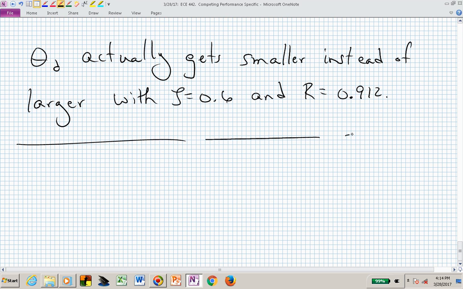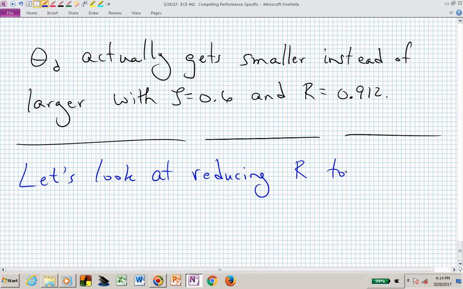So that says maybe we don't want to adjust zeta. Let's look at adjusting r, which is what I was trying to demonstrate earlier. Let's now look at reducing r, the radius, or improving our settling time or making our settling time faster. Let's look at reducing r to meet the 3 specs that we were given.